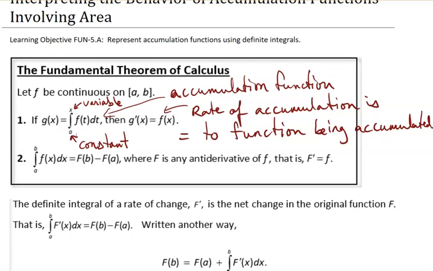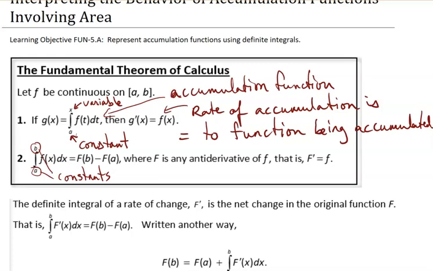Okay, because the derivative of that accumulation function is equal to the value of the function on the inside. Okay, and again, we're going to see examples of this in action in a bit, but let me talk about the second part here. The second part of the fundamental theorem says that the definite integral from a to b, so notice this is different because now these are both constants.